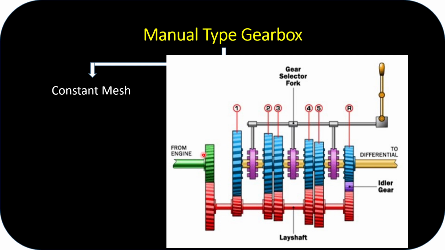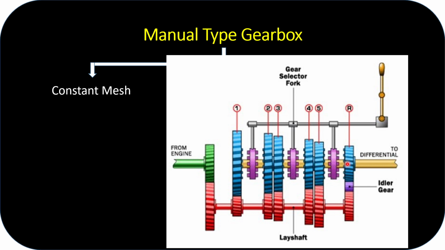The power from the engine is given to the system with the help of this green shaft, that is the input shaft, and the green gear which is mounted at the rear end of this input shaft, which is mated with the lay shaft gear, which is mounted on one end of the lay shaft, marked in green color here. The blue gears are the gears mounted on the output shaft, that is the shaft which goes to the drive wheels and also to the differential.